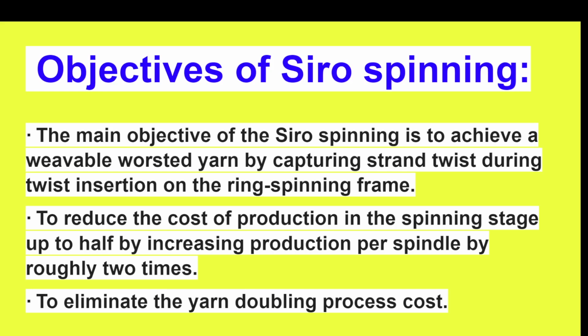Another objective is to eliminate the yarn doubling process cost. As I told you, the double folded twisted yarn is achieved after the ring spinning frame on which the Siro spinning mechanism is mounted, so the doubling cost or yarn doubling process cost is eliminated there.